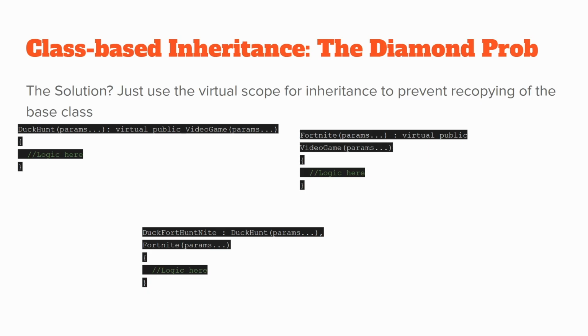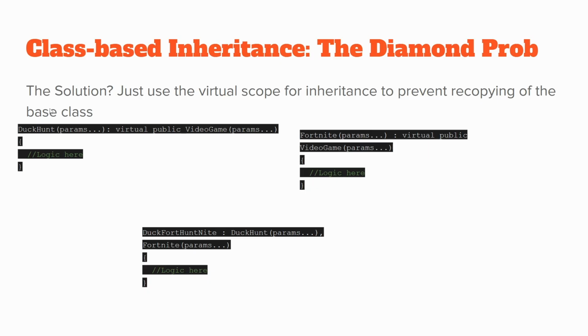The solution to this is to use the virtual scope for inheritance to prevent recopying of the base class. The virtual keyword ensures that whenever a class inherits it, it just goes one layer up via upcasting. Upcasting is when you're declaring a class of a type, and then you're indicating that whatever class it's based off of, you can go to that base class. It's a little complicated, but it'll make sense when we go into polymorphism.